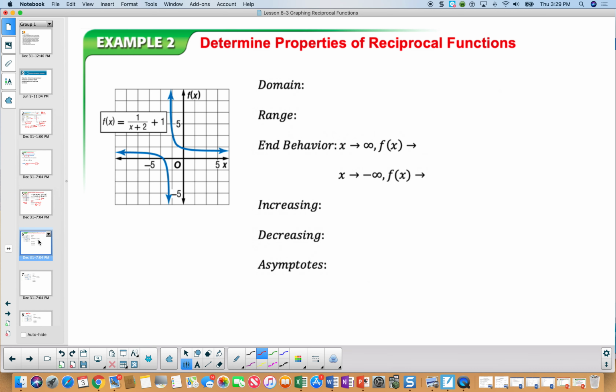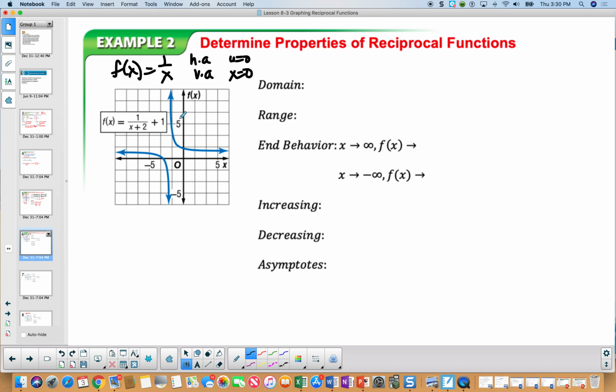Let's take a look at another reciprocal function. And this is a slight change here. Notice that there has been a change in the denominator. Remember, our parent is f of x equal to 1 over x. And normally our horizontal asymptote is y equal to 0, and our vertical asymptote is x is equal to 0.